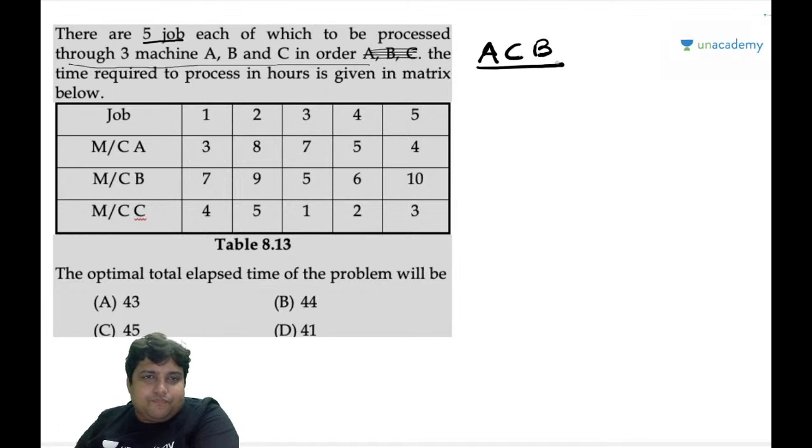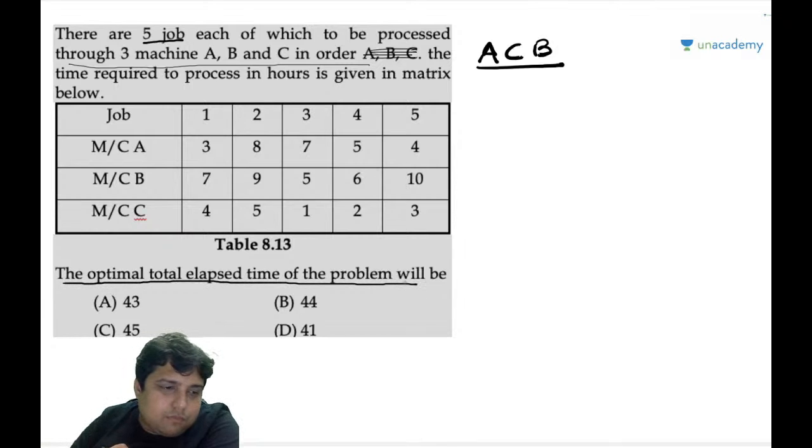Sorry. So, there are 5 jobs, each of which are to be processed through 3 machines A, B, C in the order ACB. The time required to process in hours is given in the matrix below, so the timings are given. We have to find the total elapsed time of the problem. So guys, I will be doing this problem now.